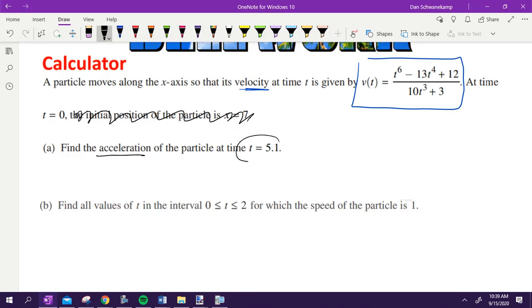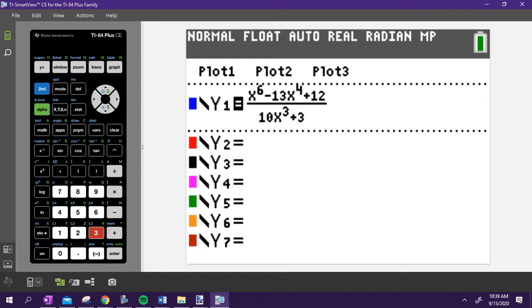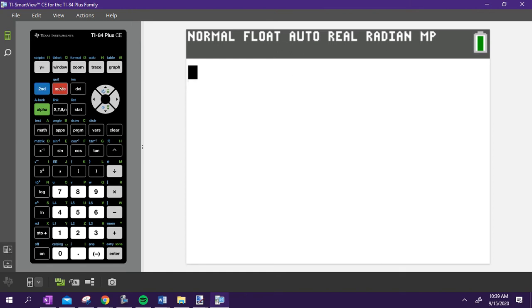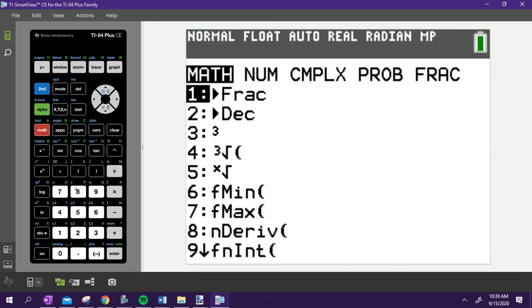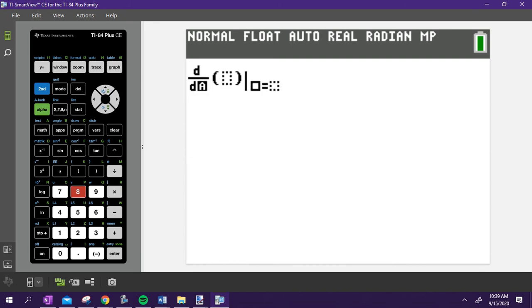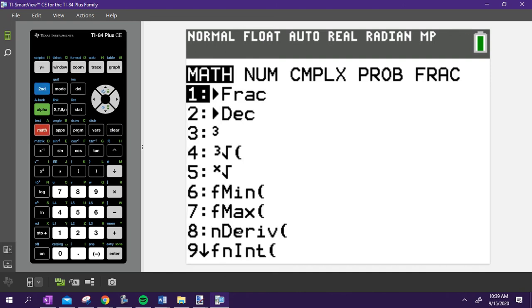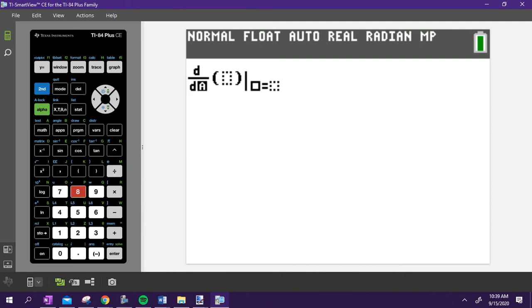Notice that we're doing it at 5.1. And so I don't really need to graph anything for the first one. I just want to find acceleration. So what am I going to do in my calculator to find acceleration given velocity? Math 8. Math 8 is going to get me what I need. Math button. When I hit that math button, math 8 is telling me the numerical derivative.